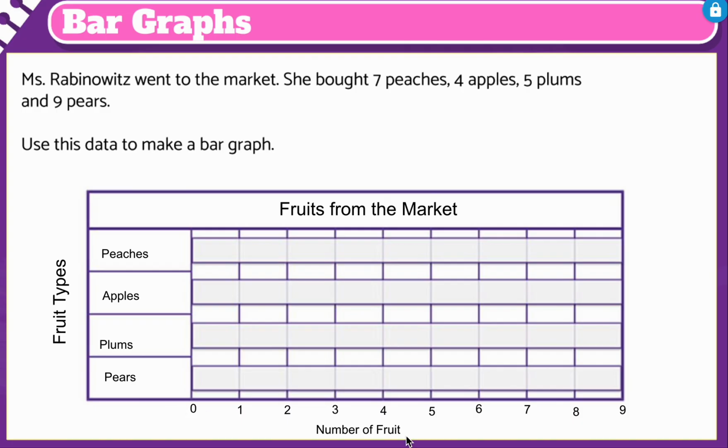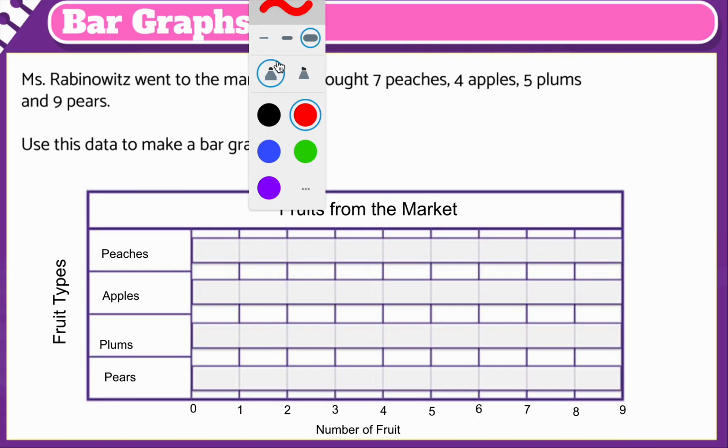Below, I also put a label for the number of fruit and made sure I started at 0, and then for each bar, I put 1 more. In this bar graph, I'm able to go up to 9. Now I'm ready to represent my data. To do this, I'll get started by going to the drawing tool.